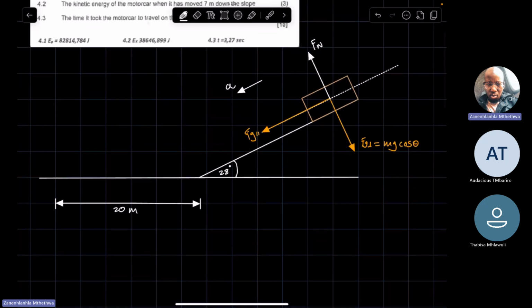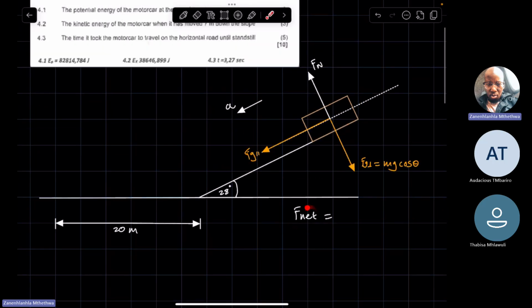Now, what does that tell us regarding F net? Remember that F net is the vector sum of forces acting on this object along the axis where the work is being done. You look at the forces that are going in the same direction as acceleration. Those forces you take as positive. The ones going against acceleration, or the direction thereof, you take as negative.